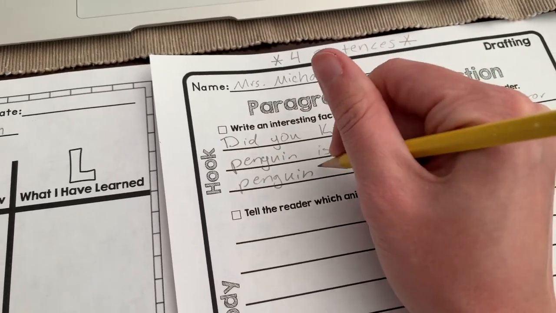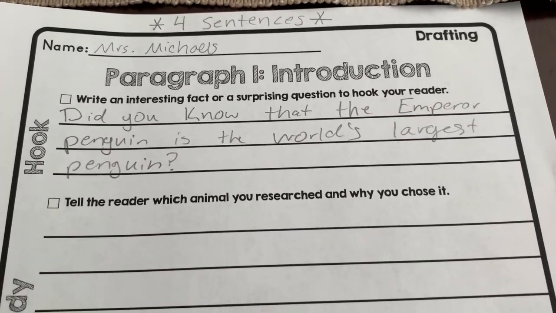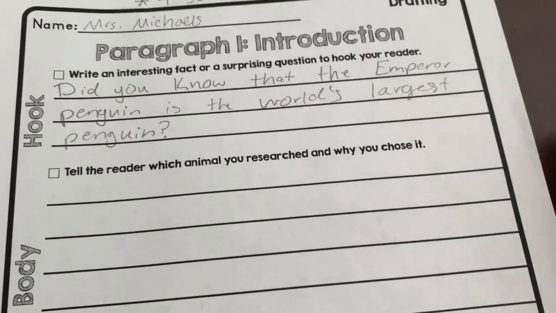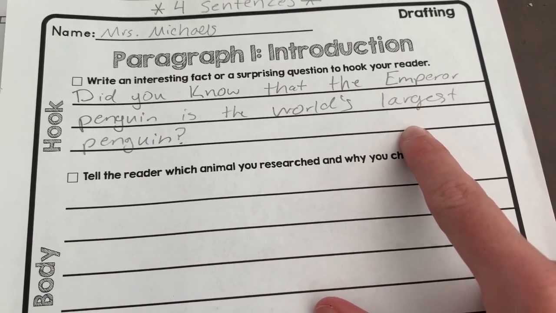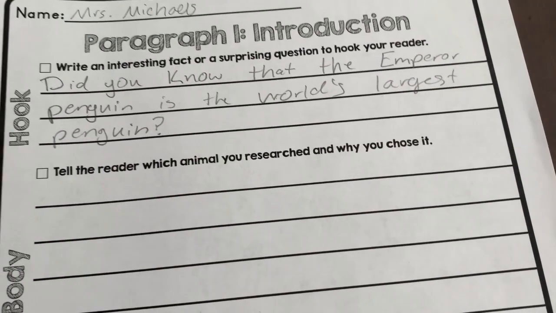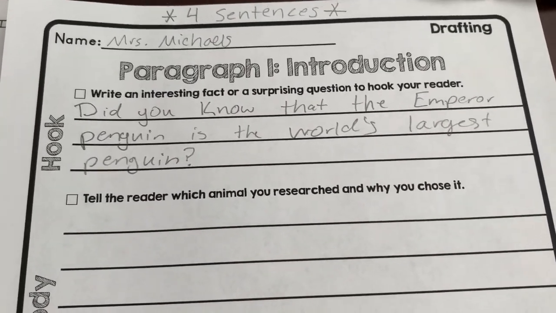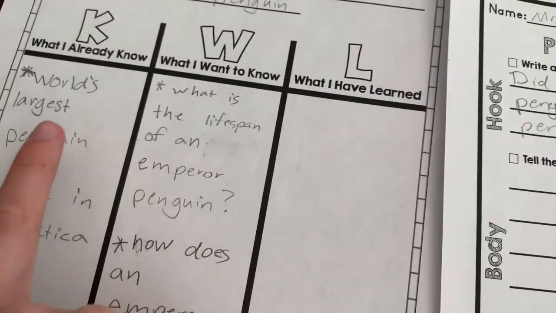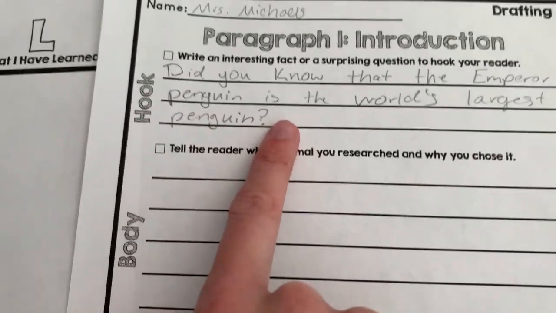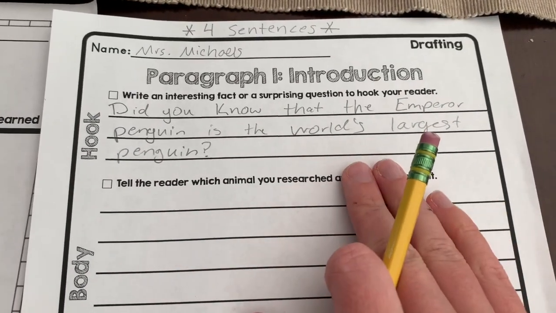Because now I have my reader thinking. Maybe they thought the world's largest penguin was a different penguin, or maybe they just had no idea. See how in this opening sentence, I'm making my reader interested. They're saying, I didn't know that. Or maybe they're saying, oh, I did know that, but that's a cool fact. So notice how I just took a fact that I already knew and I wrote it in a question form. Did you know that the emperor penguin is the world's largest penguin?